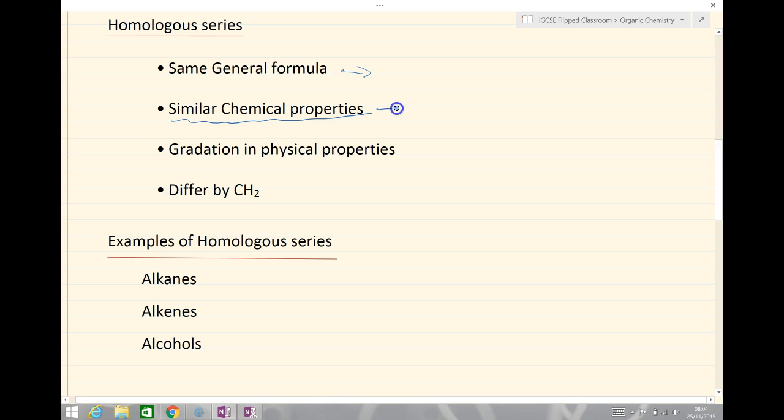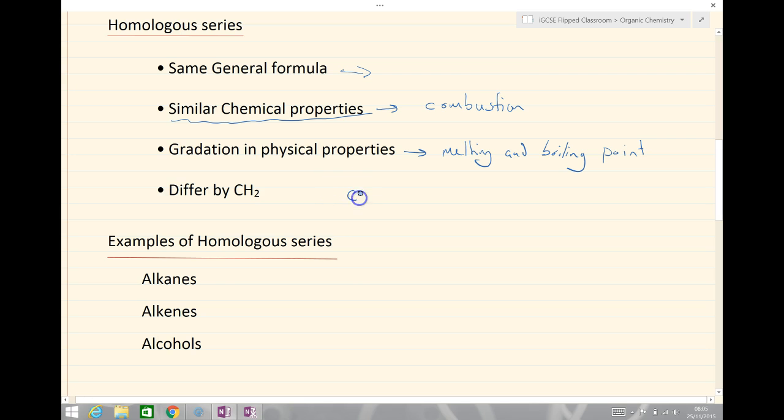Chemical properties would mean things like, for example, they all combust, react with oxygen, similar reactions. A gradation in physical properties, what that means, the physical properties we mean is melting and boiling point. And if it's a gradation, well, that means it's going to increase with the number of carbons. Finally here, each one differs by CH2.